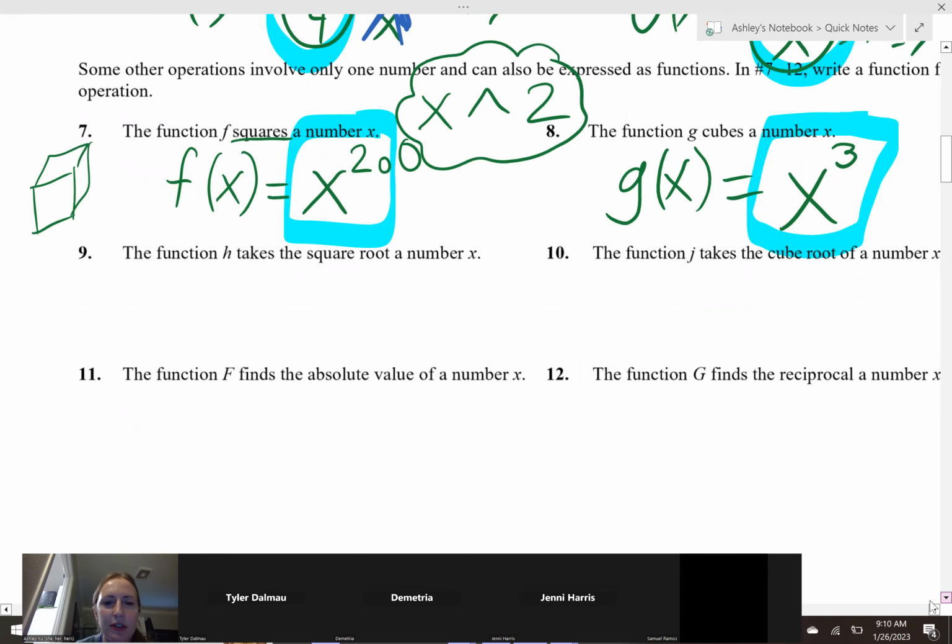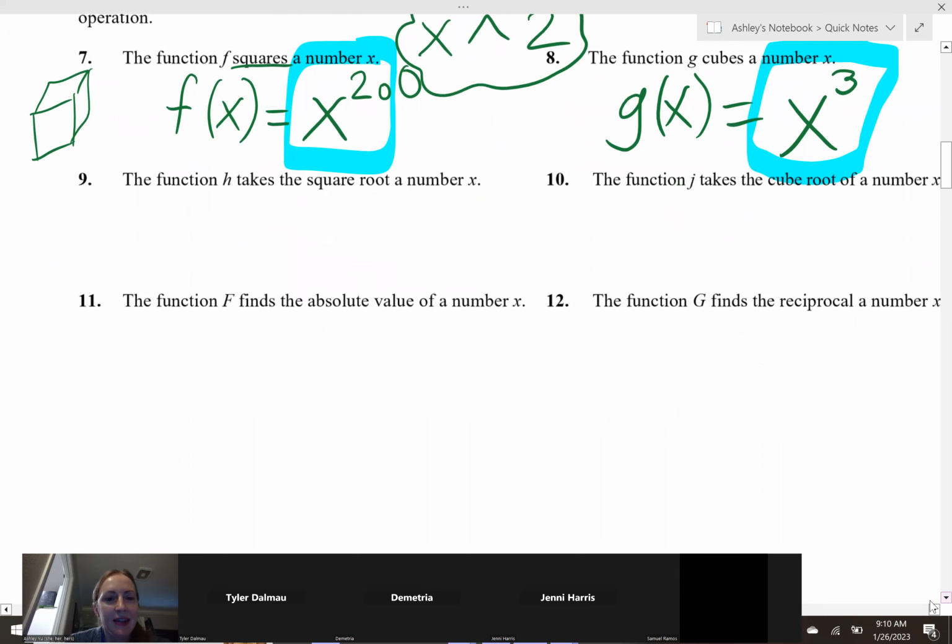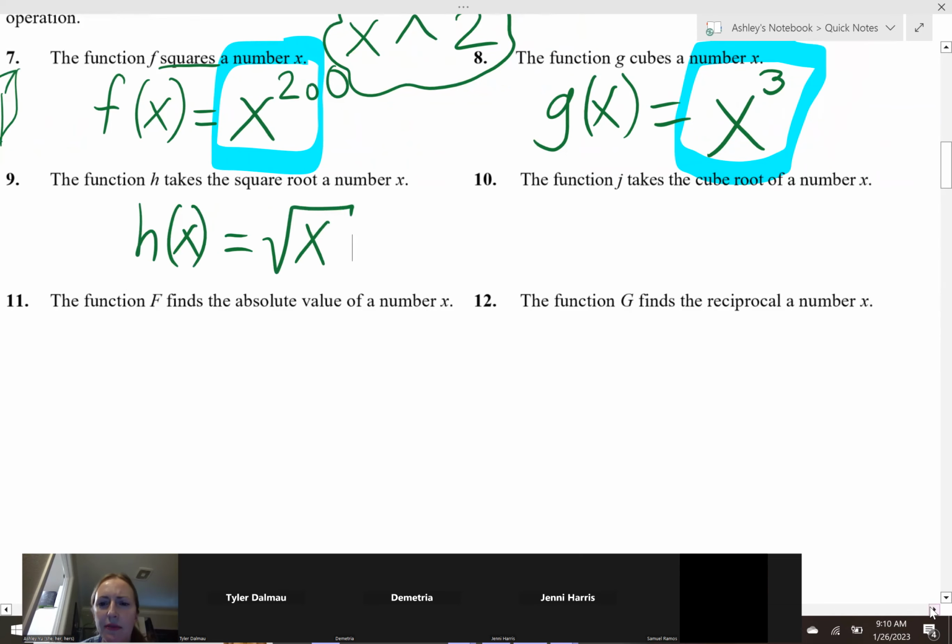Inverse, now they're throwing new things at us. Okay, how about number 9, h? Now we're calling the function h of x. It takes the square root of a number x. All right, that's pretty straightforward. I know what a square root looks like. That one's not too bad. How about number 10 then? A function j. Now we're running out of ideas for these names. J of x takes the cube root. That's pretty straightforward.